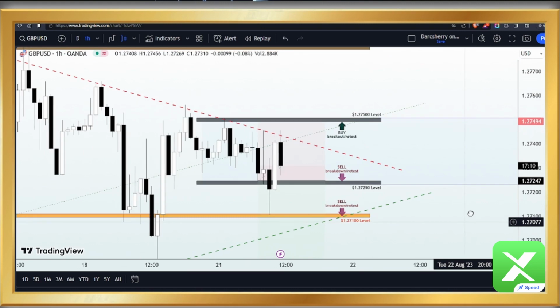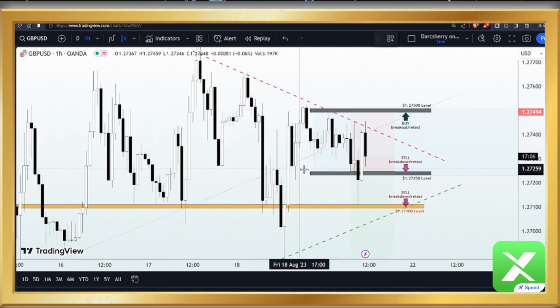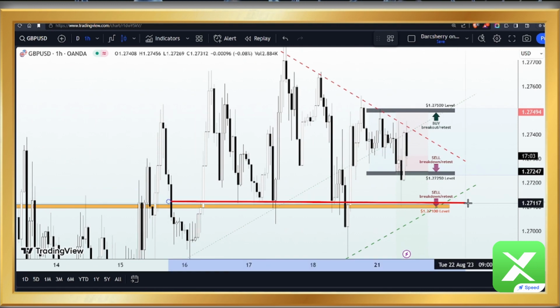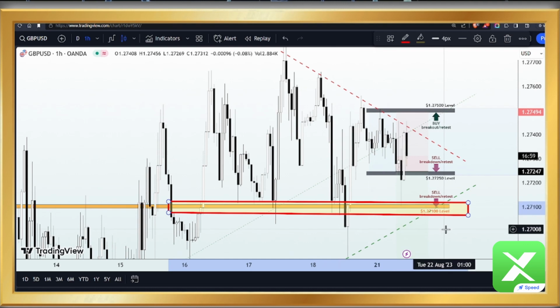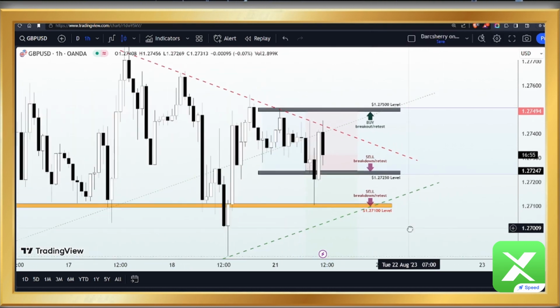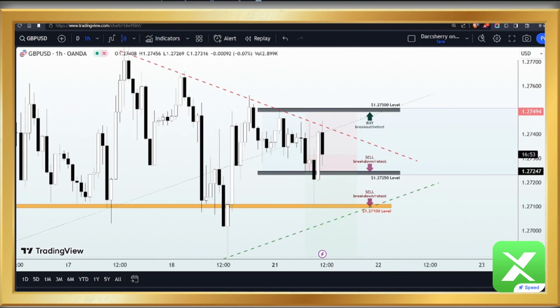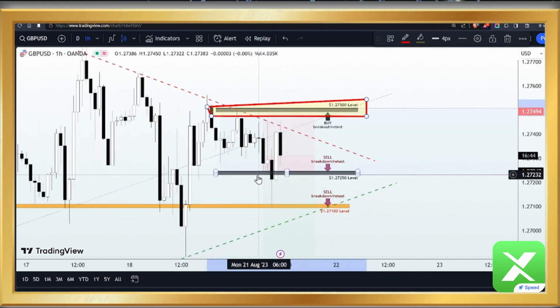Now, if you look at the structure, price remains above our key level. This is the key level here at the 1.271. This is my new key level for the week. As long as price remains above this level, we feel confident in the buy position. And if price action continues to remain above this level, then a breakout of the highest level for this week at the 1.275 will be welcoming buying opportunities here.